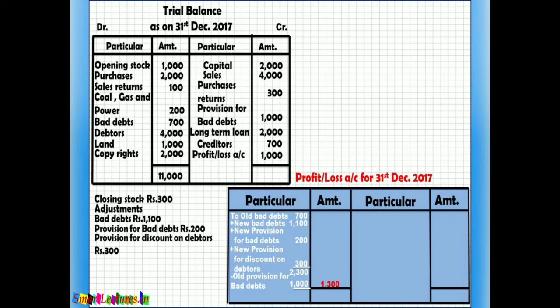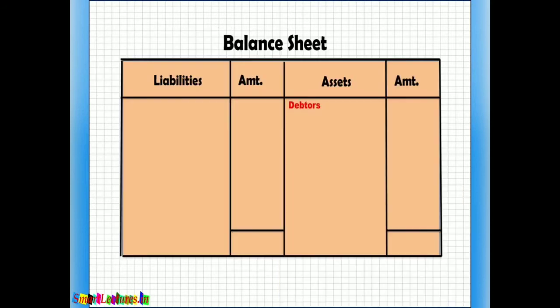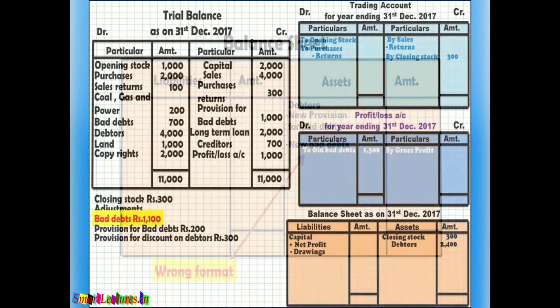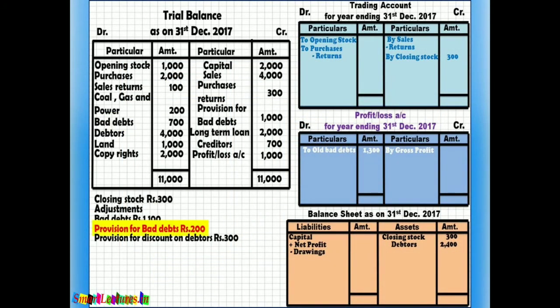Again, be informed, you cannot change the order in this format. Means you cannot write down debtors minus new provision for bad debts and then you deduct minus new bad debts. It means you are disturbing the order. If you try to disturb the order of this format, your question will go wrong. So in this way, new bad debts, old bad debts, new provision, new discount on debtors are gone.